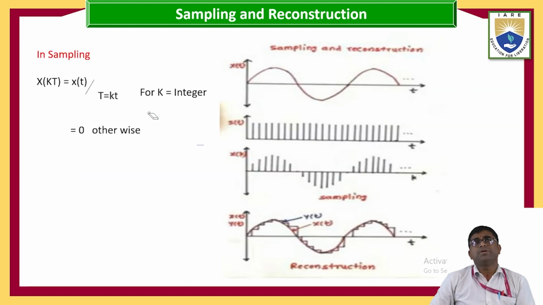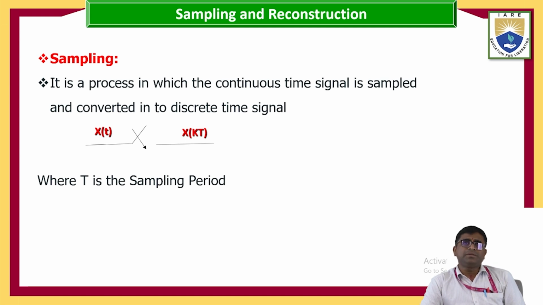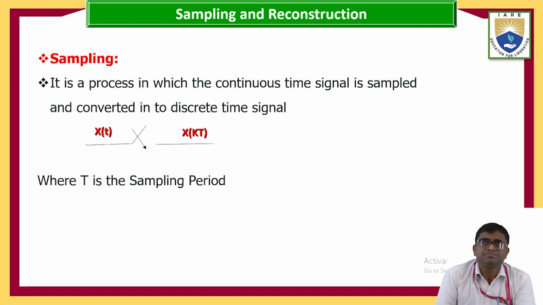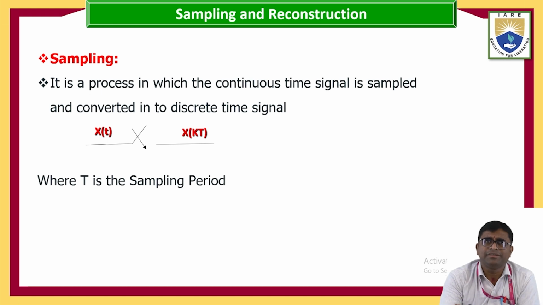Now I am going to the sampling part. Sampling is the process in which the continuous time signal is sampled and converted into a discrete time signal. For example, if you take the continuous time signal, that is an analog signal, this part is going to be sampled.